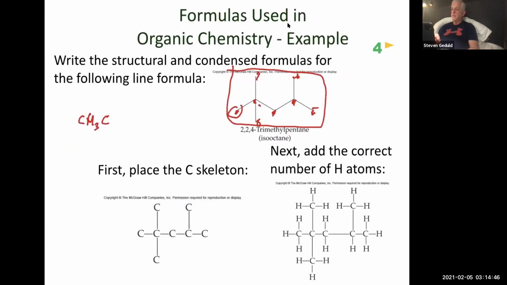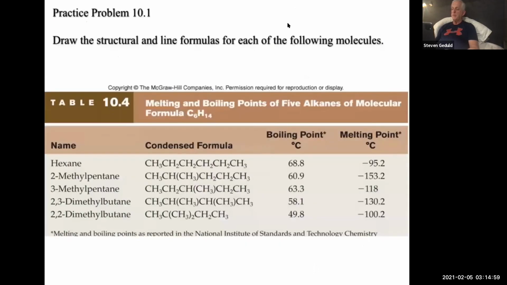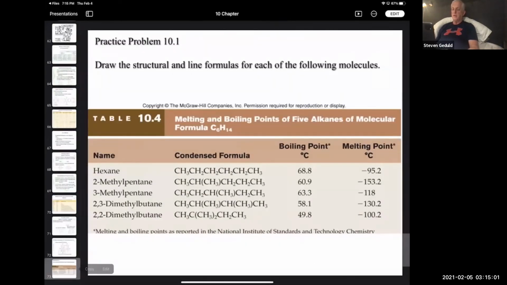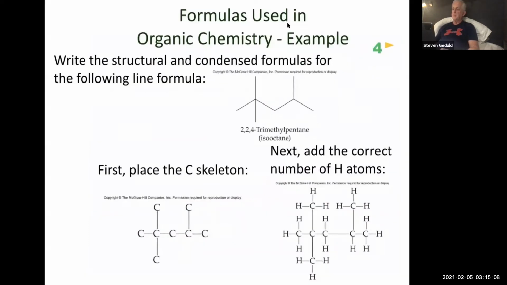Boy, this screen's acting funny on me. So we start with the first carbon, and there's 3 hydrogens with it. Then we go to the next carbon. There's 2 CH3 groups. This is bouncing all around me for some reason. Okay. So CH3 is our start. That's this point right here.